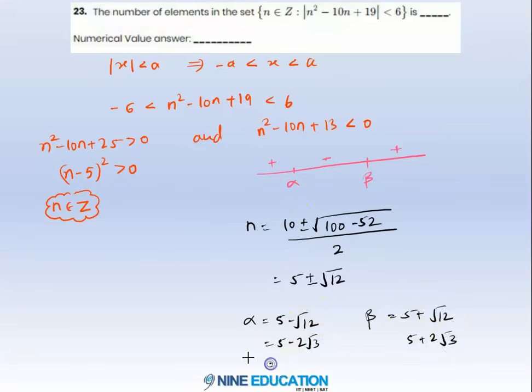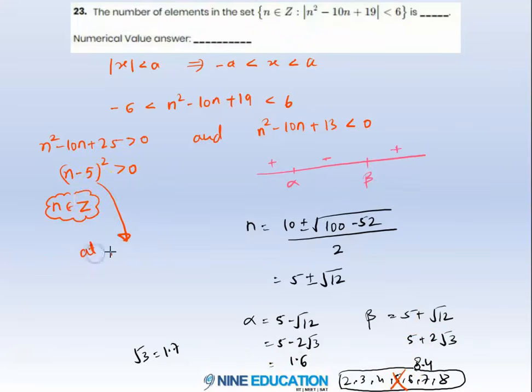So root 3 can be taken as 1.7 approximately. So 5 minus 3.4, that is 1.6, and this is 5 plus 1.7 into 2, again that is 3.4, so it is 8.4. 7 integers that you can count from this expression, but 5 you have to eliminate because as we have seen, at n equal to 5 there is a problem. Although I have written n belonging to all integers, at n equal to 5 it will become 0 greater than 0, which is not true. So at n equal to 5 this is wrong, so that 5 you have to discard, otherwise 2, 3, 4, 6, 7, 8, these are the 6 values, so the correct answer is 6. Let's go to the next question.